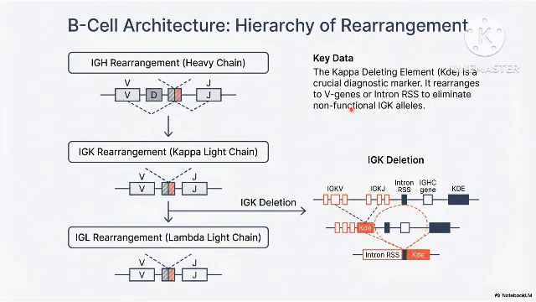So the kappa deleting element is a crucial diagnostic marker. It rearranges V genes to intron RSS to eliminate non-functional Ig kappa alleles. You don't want to leave any signature behind. That's why you are trying to delete these IgK non-functional alleles.